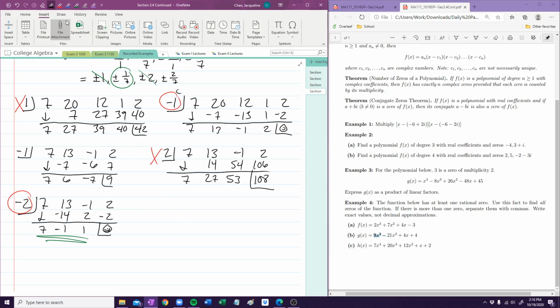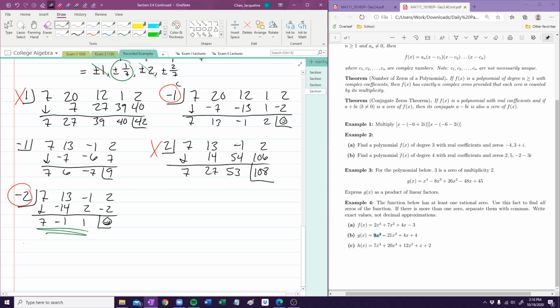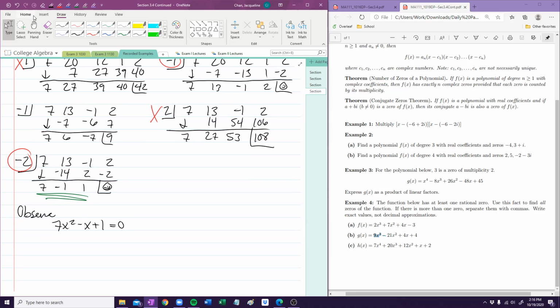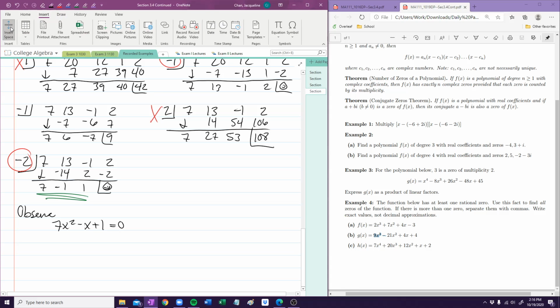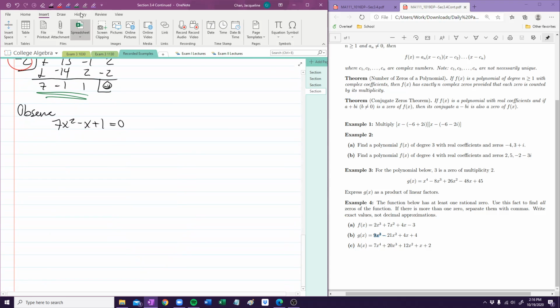But we're going to keep going. So I'm going to observe my 7x squared minus x plus 1 is equal to 0, right? Are there two numbers that multiply to be 7, add to be negative 1? Unfortunately not. So we can either solve it by using the quadratic formula or by completing the square. Again, I will complete the square.